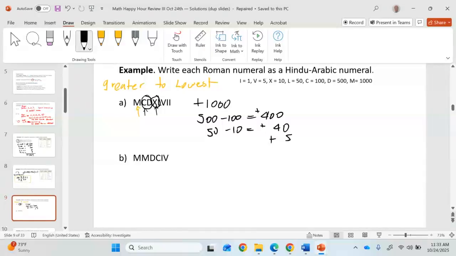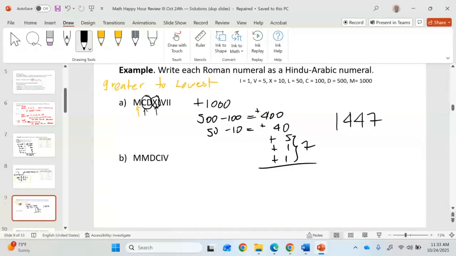So this is something that I can just add, because I'm going to a lower value. You only subtract when you have a higher value on the right. So I add 5, and then I have a 1 plus 1. So these ones are at the same value. So these last three, the V and the I's, I could have just done as 7, huh? So 1,000 plus 400 plus 40 plus 7 would be 1,447. So this is my Roman numeral. MCDXLVII is equivalent to the number 1,447.